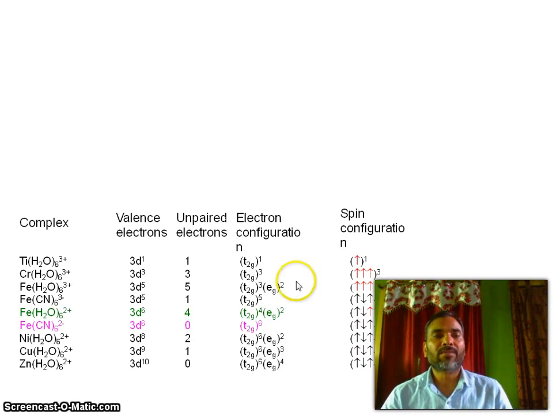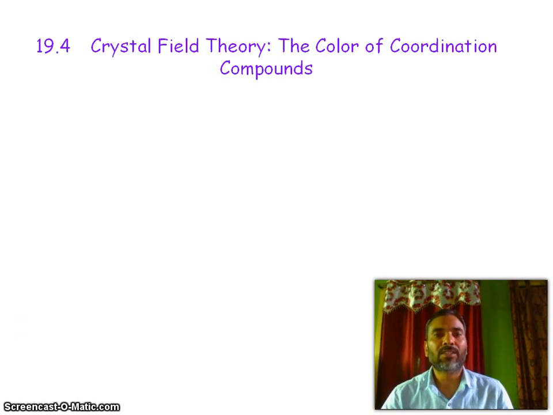So friends, d1 system, d3, d5, d6, and so on. You just take the example and find the number of unpaired electrons. Take the configuration and count, and find whether it is paramagnetic or diamagnetic. That is very important for examination purposes.